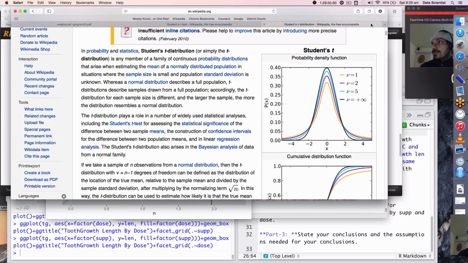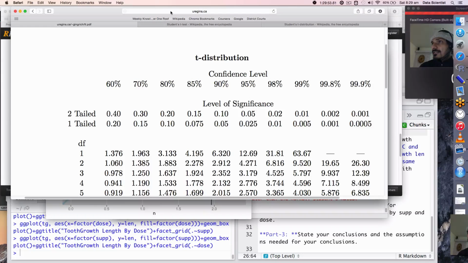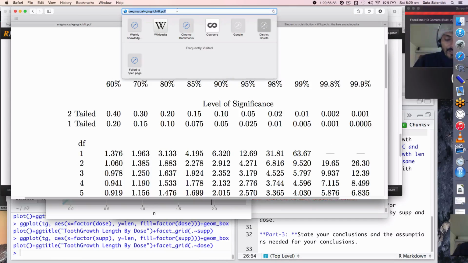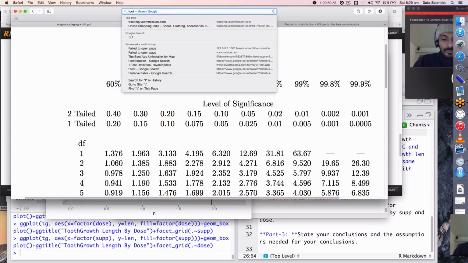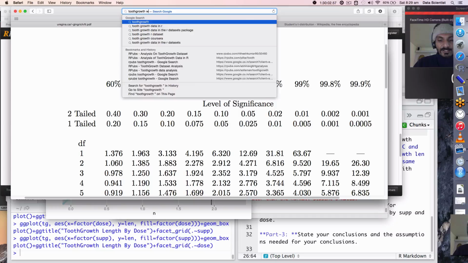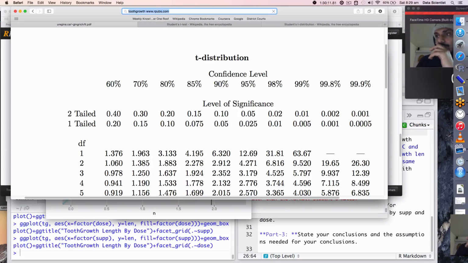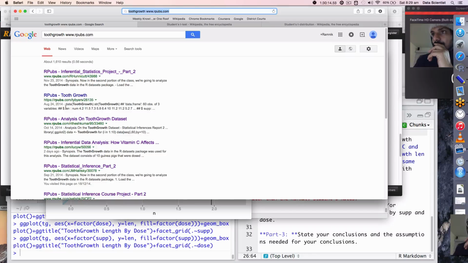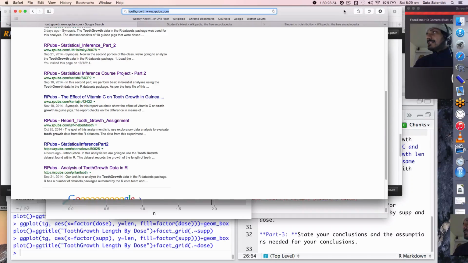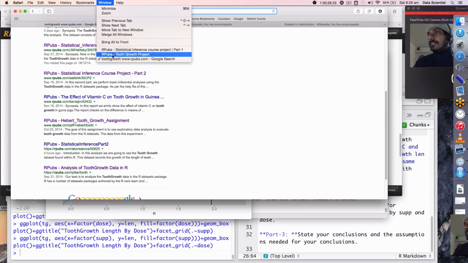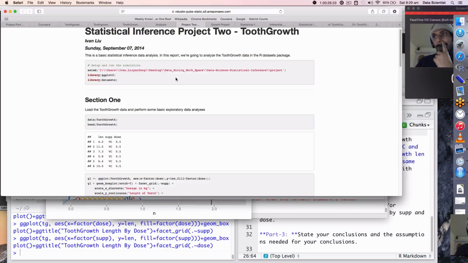So just to repeat this, let me just do it here. I say tooth growth, and website is rpubs. So I have a lot of these opening up, so I can open each of these and look at them, right? So I already have that here. Is this fine? Okay then.